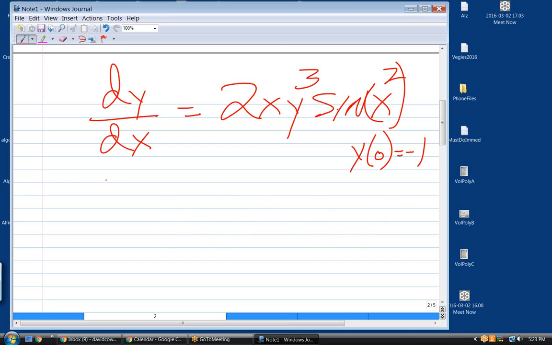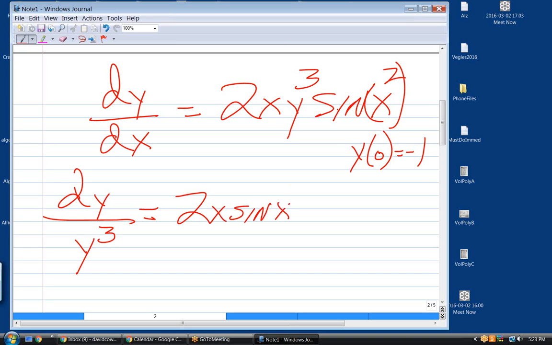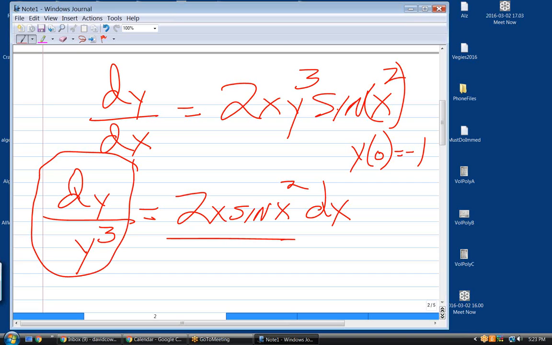So we'll separate our variables. The only y over here is y cubed, so I'm going to end up with dy over y cubed. Over here, I'm going to end up with 2x sine of x squared dx. I can integrate that, right? Yeah, it's y to the -2 over -2, right? That's the left side.